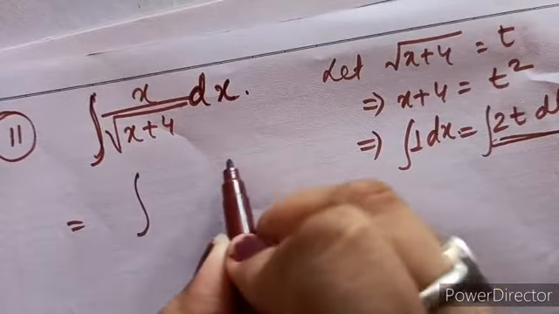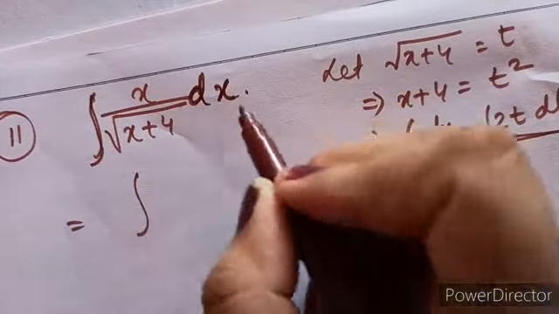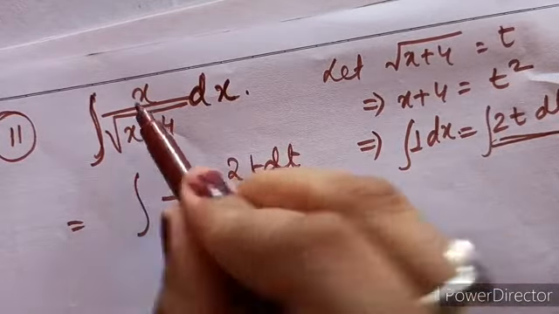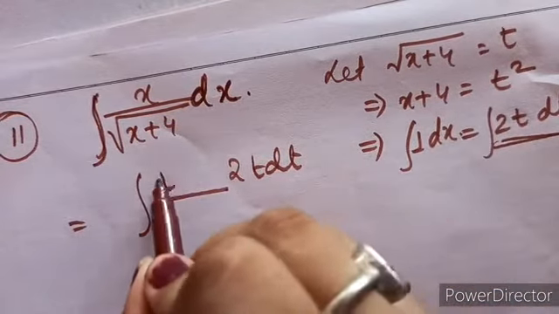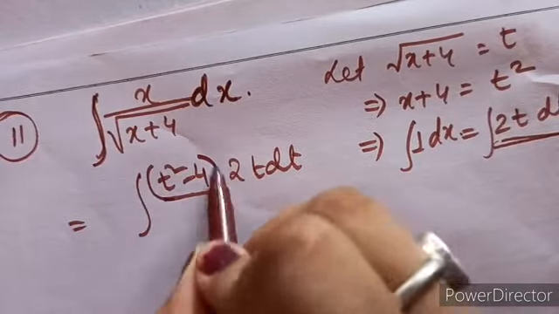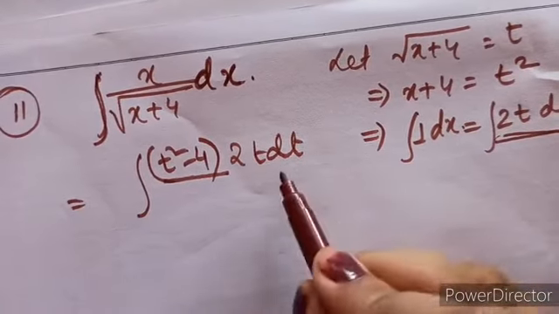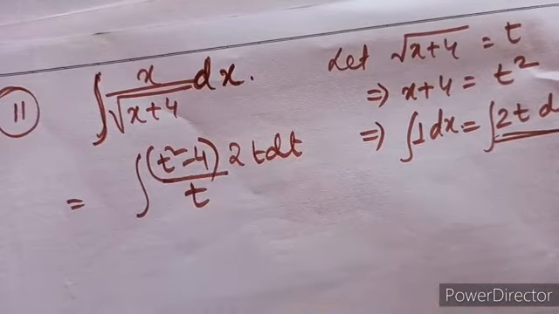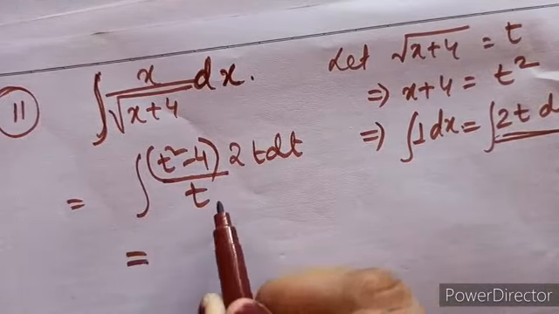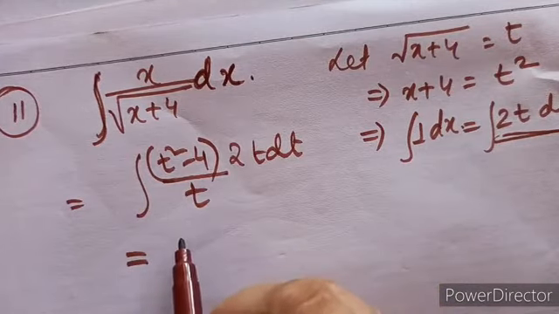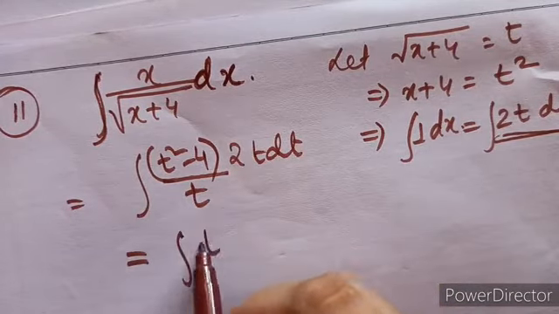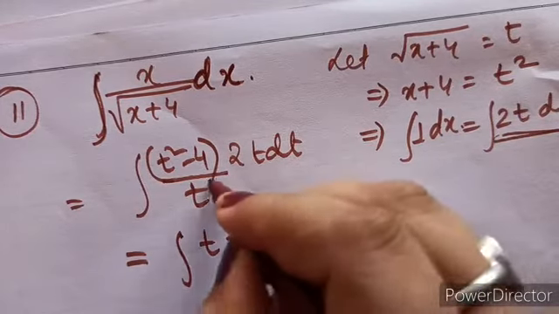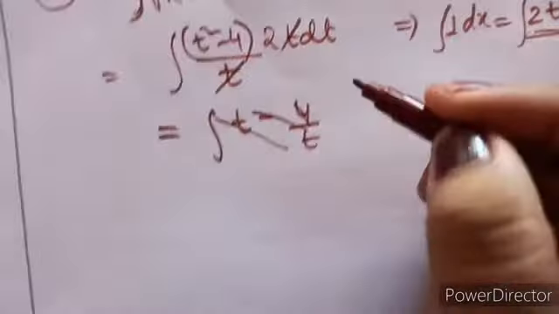So I will substitute. In place of integration dx, I will write 2t dt divided by, in place of x, now I have to write what? T square minus 4, because all the functions I have to convert in terms of t, because my integration is with respect to t. And this part I will write t. So that means if I want to separate the LCM, this will be t, this will be 4 minus t, oh sorry, this, and this will be cancelled.